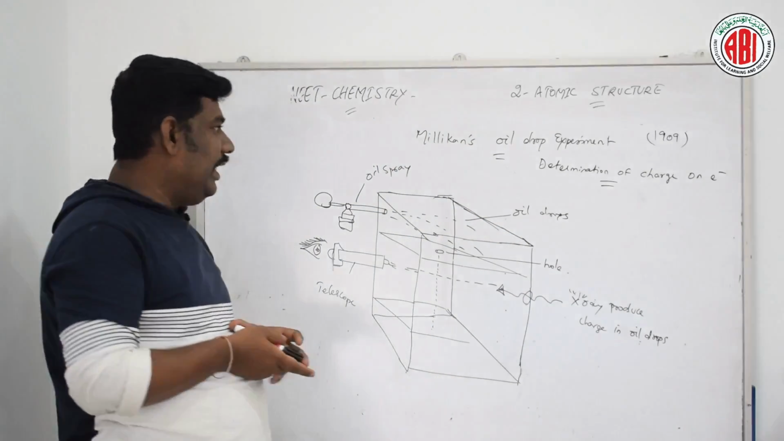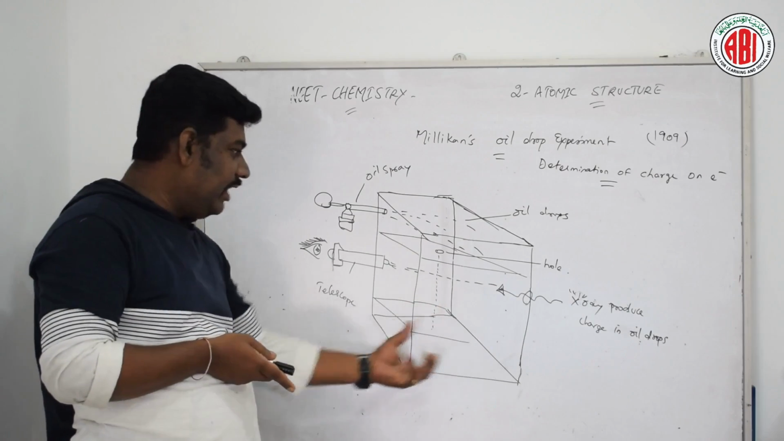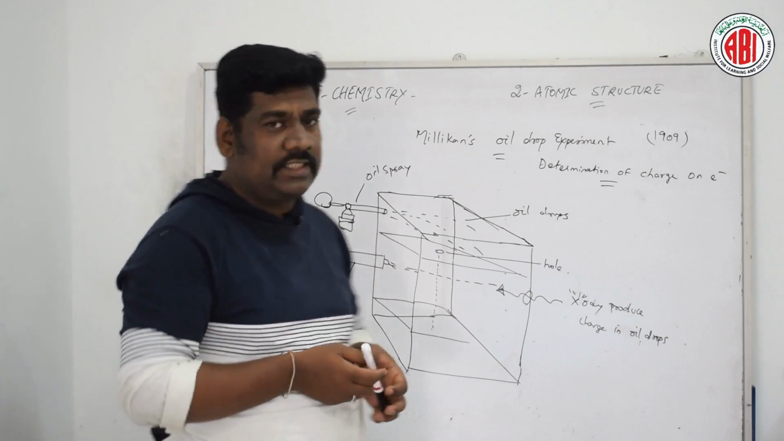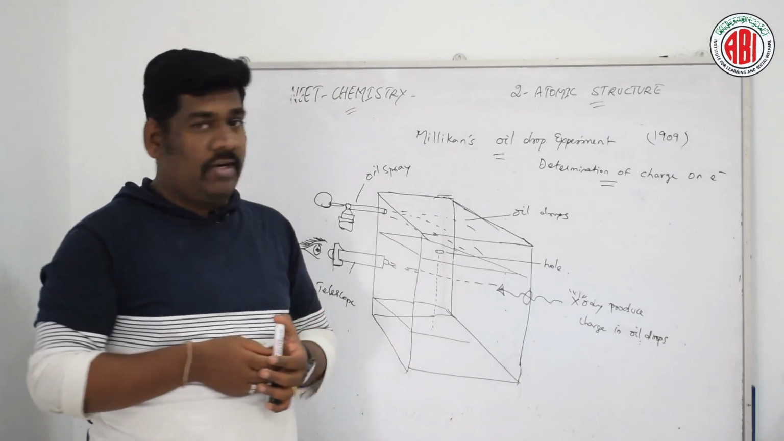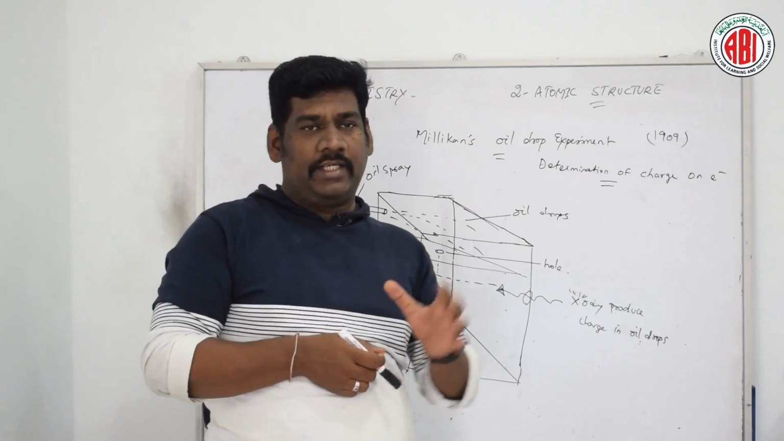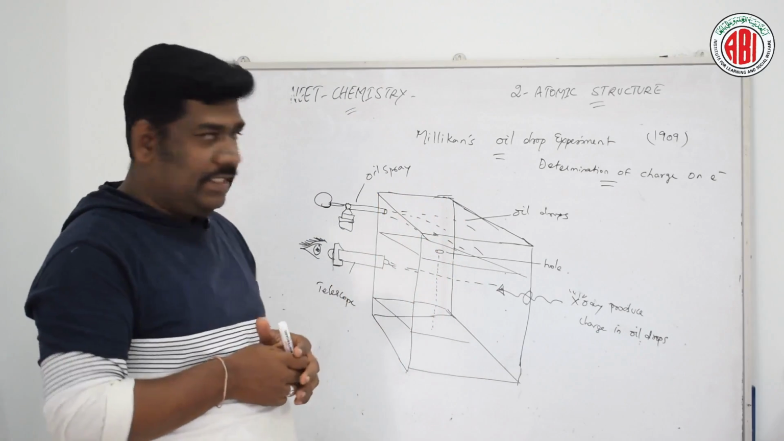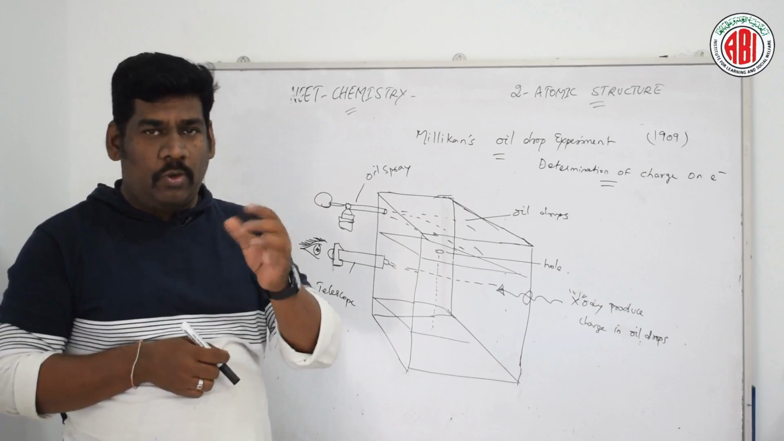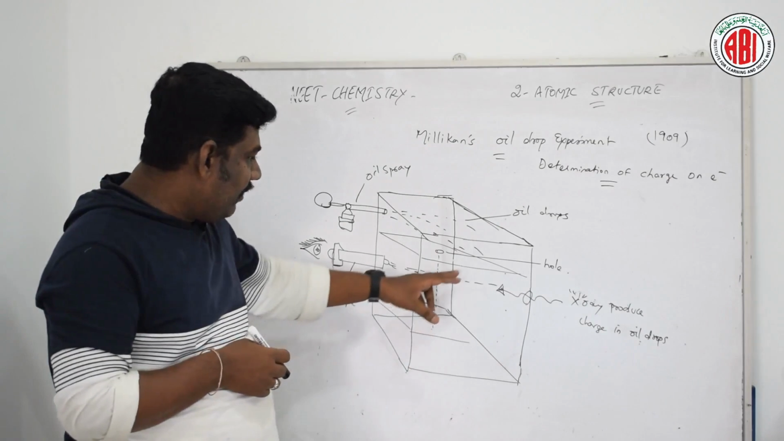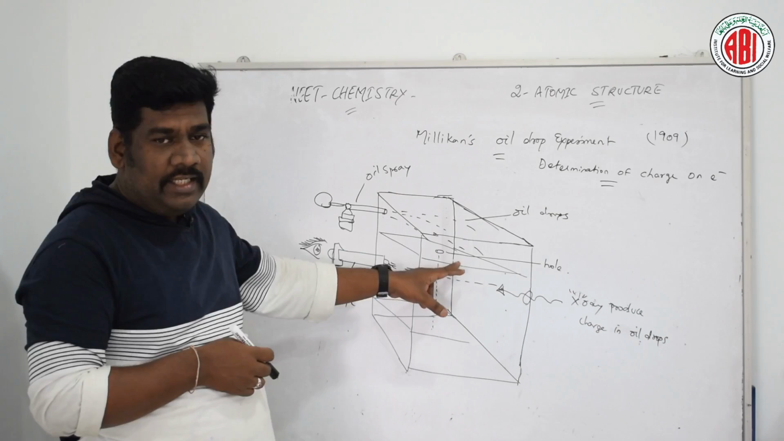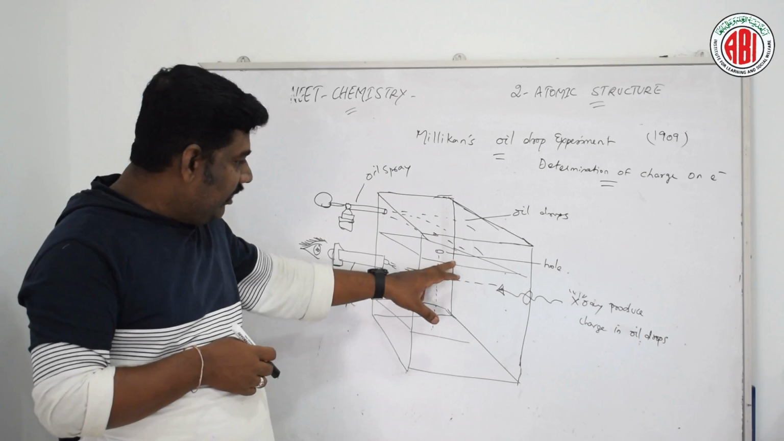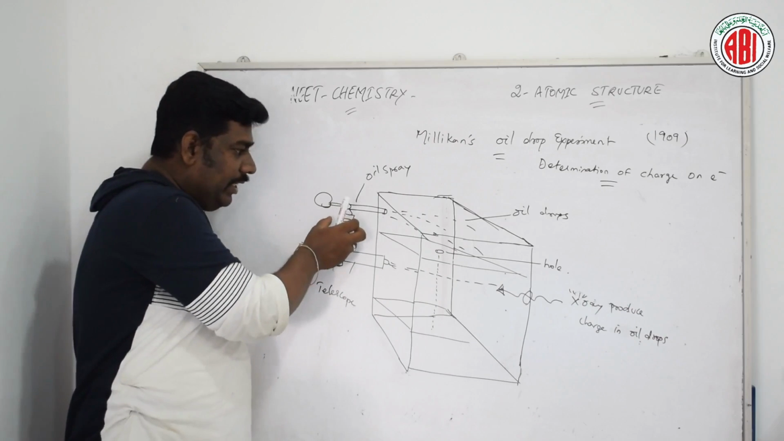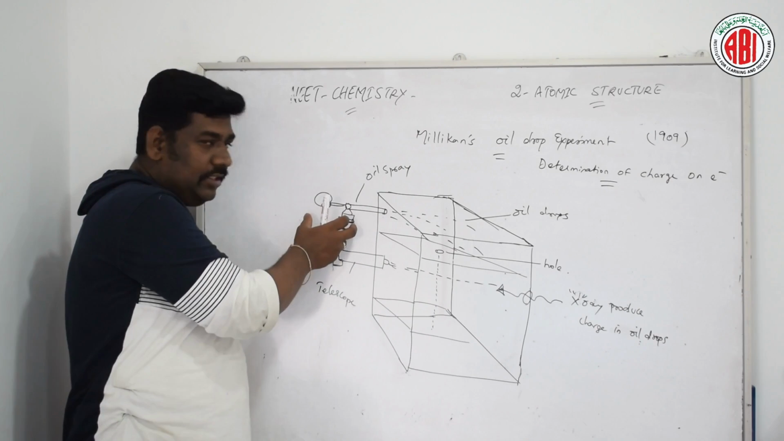So how did he do this experiment? This is the experimental setup, called Millikan's oil drop experimental setup. Look at this apparatus. There is a small hole at the top of this plate, the charged plate. Through that hole, there is an oil spray placed at the left side of the top corner.